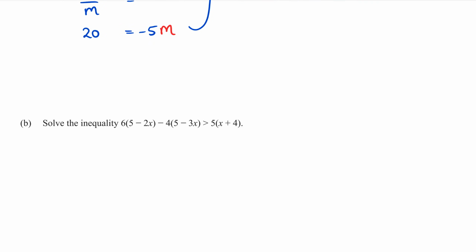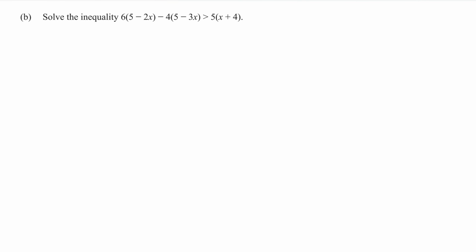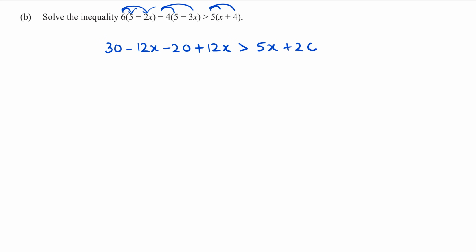Okay, so let's go to question B. What we have is an inequality. Looking at it straight away, the first thing we need to do is expand the brackets. So that's what I'm going to do. 6 times 5 is 30. 6 times negative 2x is negative 12x. Minus 4 times 5 is negative 20. And minus 4 times negative 3x is plus 12x. And this is greater than 5 times x is 5x, 5 times 4 is 20.